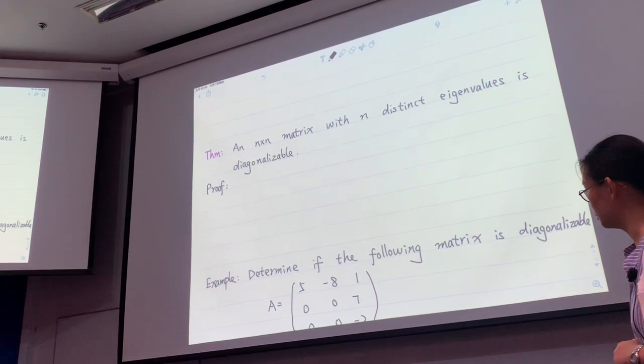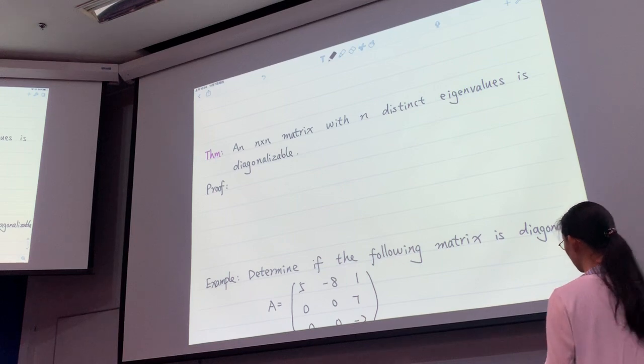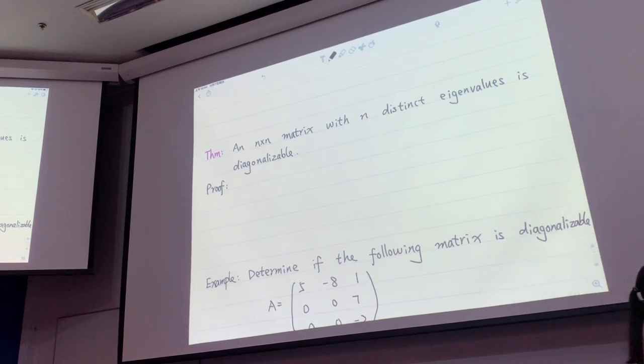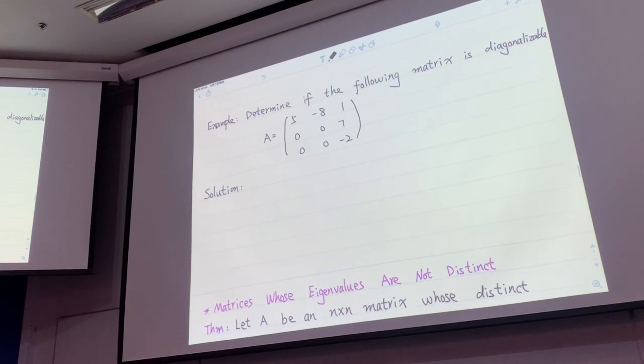So this theorem is very simple. Now look at this one. Determine if the following matrix is diagonalizable. Can you determine directly without any calculation? And tell me why. Can you determine?